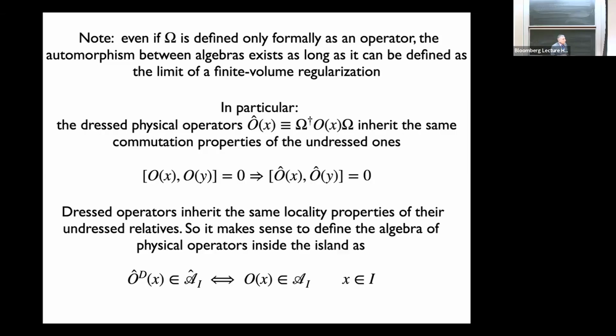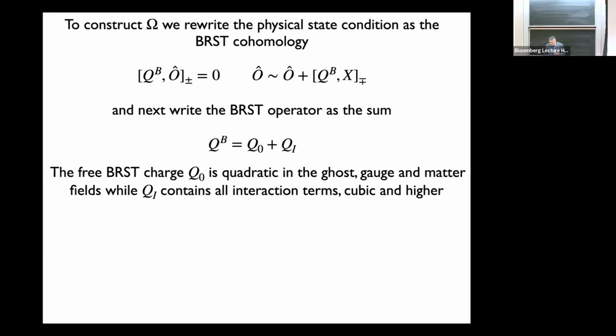Yeah. So now, as I said before, the dressed operators inherit the same locality properties of their undressed relatives. So it makes sense, for instance, to define the algebra of physical operators inside an island by taking the undressed operators inside the island and dressing them, and those are the operators inside. And likewise for the states that are outside the island, that will preserve the mutual commutation of the two algebras. Now, of course, I have to construct this operator omega and show that even at least formally it exists.